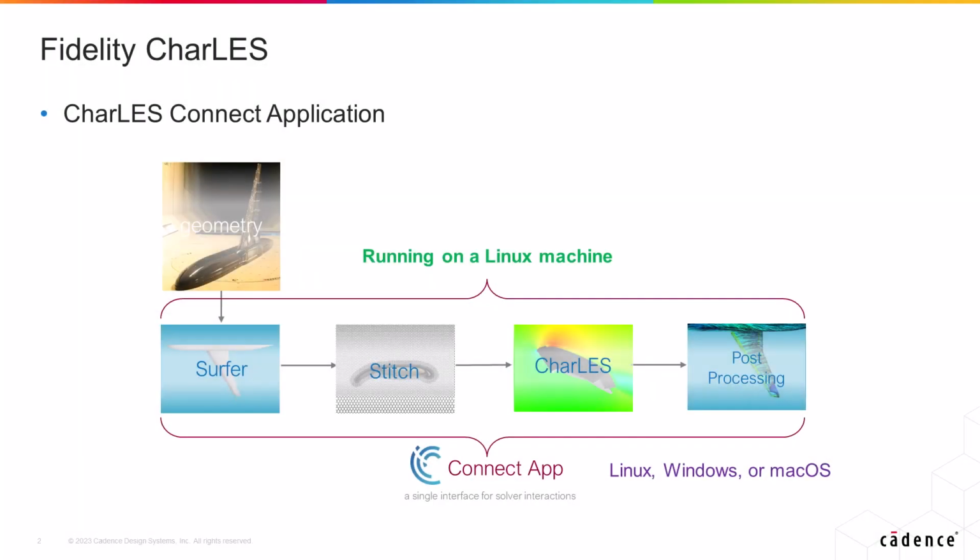As I mentioned earlier, another way of using the Connect app is when you have the Fidelity CharLES running on a Linux server, but you want to interact with the running instance from another machine. Let's say another Linux machine, or maybe even from a Windows machine or a Mac. In this case, we're basically going to use the SSH protocol to connect to the remote instance.